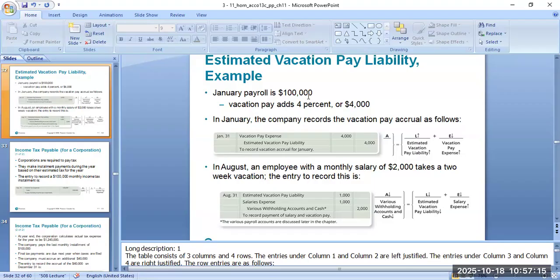So once the vacation is earned, we're going to show it as a vacation expense and an estimated vacation payable liability. Once the vacation is used, we're going to reduce the estimated vacation pay liability and we're going to pay cash. That's the general idea. It's very, very similar to the warranty expense and estimated warranty liability.